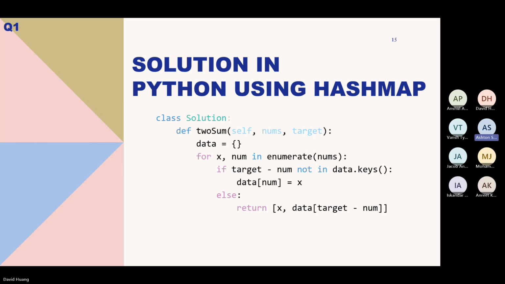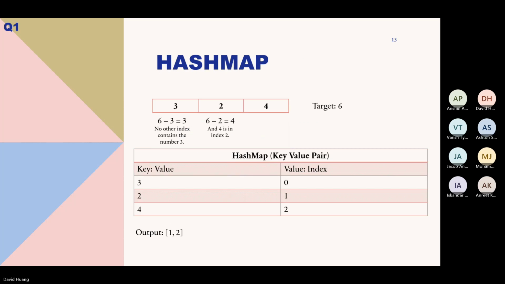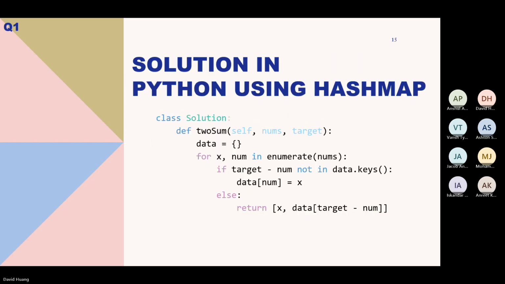So now on the third iteration, x is going to be equal to 2, and num is going to be equal to 4. So now when we're running this conditional, it's going to be target, which is 6, minus num, which is 4, if 2 not in data.keys. Is that going to run? No, it's not going to run, because in the previous iteration, we ran this with num equal to 2. So 2 is in data.keys.